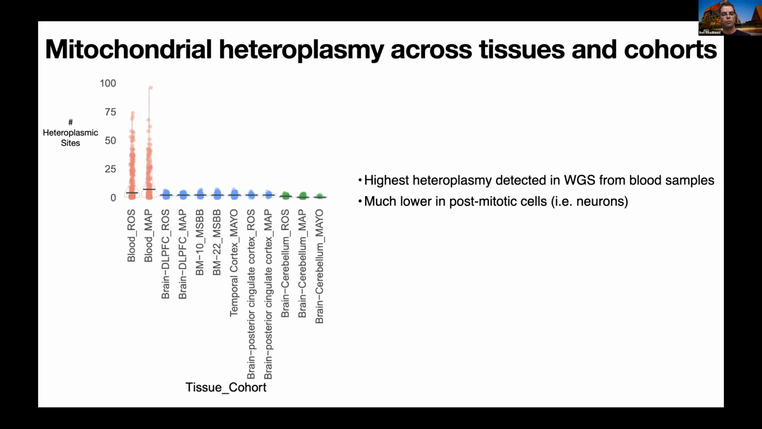What I'm showing here is the number of detected heteroplasmic sites per sample. Every dot here is a sample, and we have one sample per patient, so really it's an individual's heteroplasmy within that tissue. The high level finding here is that we see much more heteroplasmy in the blood-derived samples, which perhaps isn't such a surprise, given the higher lifetime division rate of these hemopoietic progenitor cells. They've had many more opportunities than the typical brain cell to accumulate heteroplasmic variation.